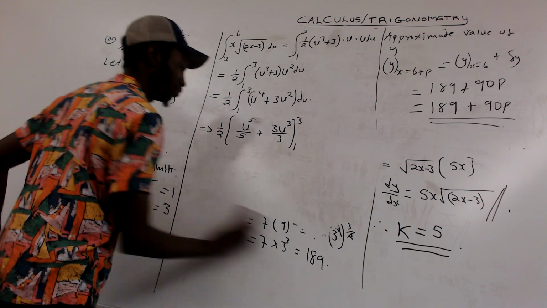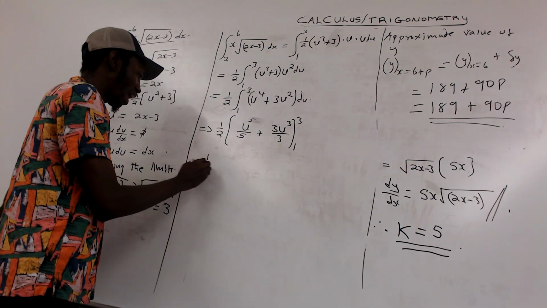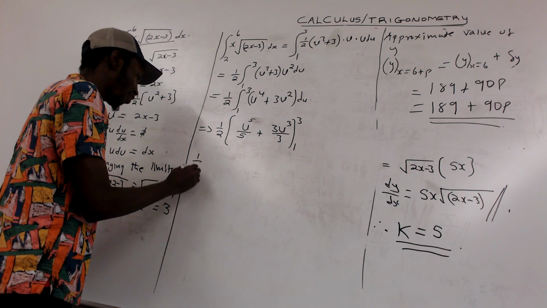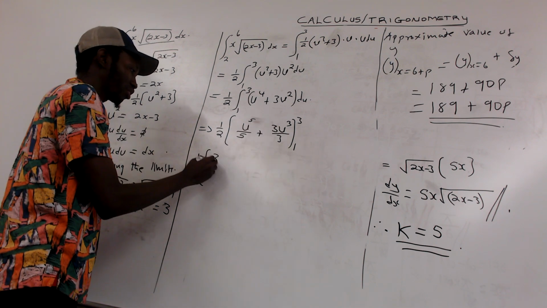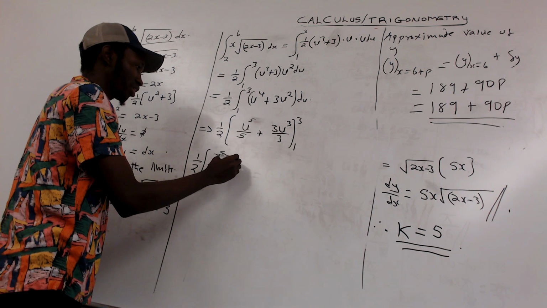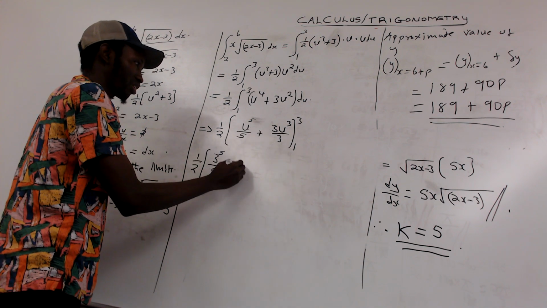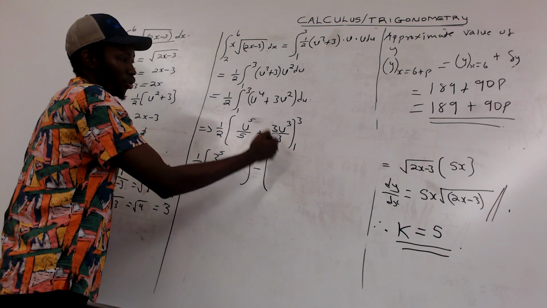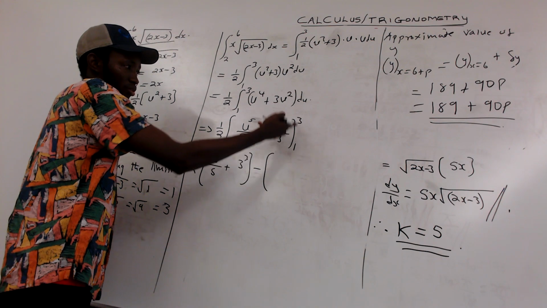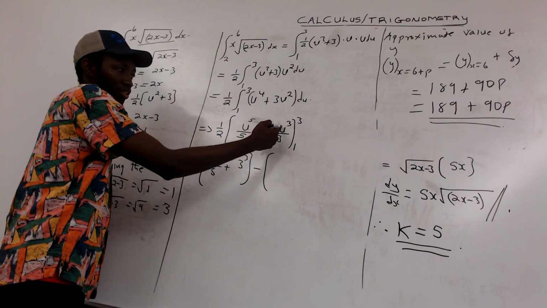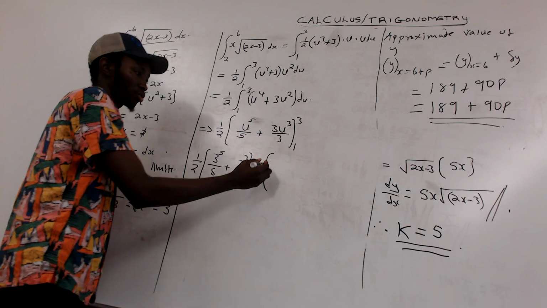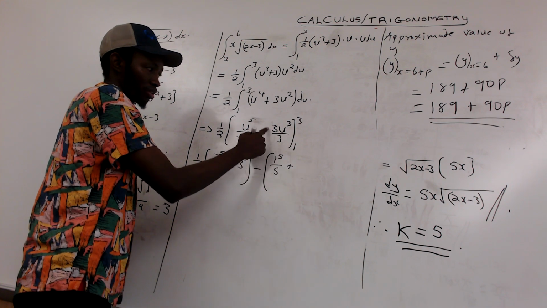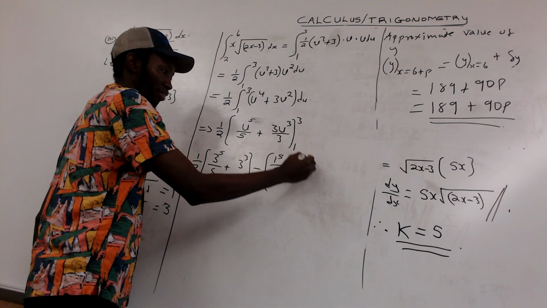So if we continue, half, we substitute our limits. If the limits are substituted, we have half into, when u is 3, it's going to be 3 raised to the power 5 all over 5, plus 3 cancel 3. So it's going to be 3 raised to the power 3, minus, because you always start with the top limit minus the lower limit. So substitute when u is 3, plus 3 cancel 3 is 1, just with this. So minus, when u is 1, 1 raised to the power 5 all over 5, plus 3 cancel 3. When u is 1, it is 1 raised to the power 3. This is it.